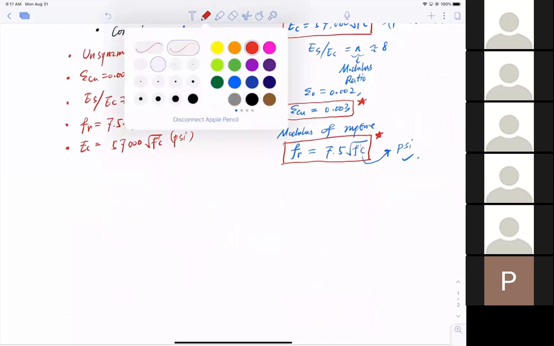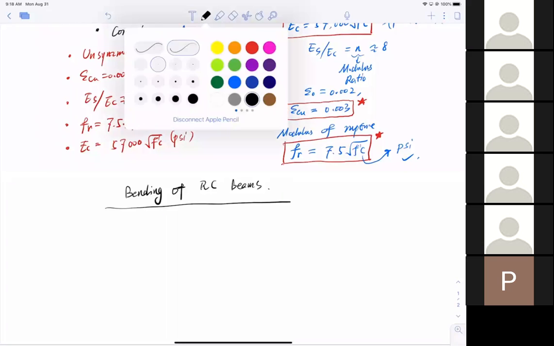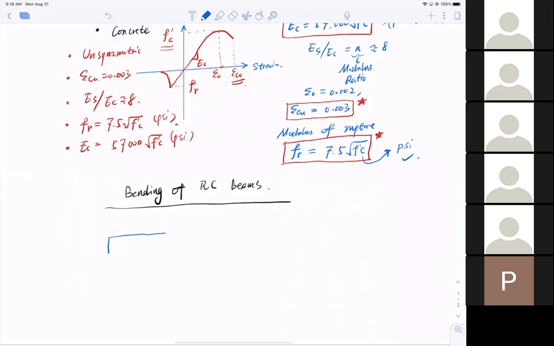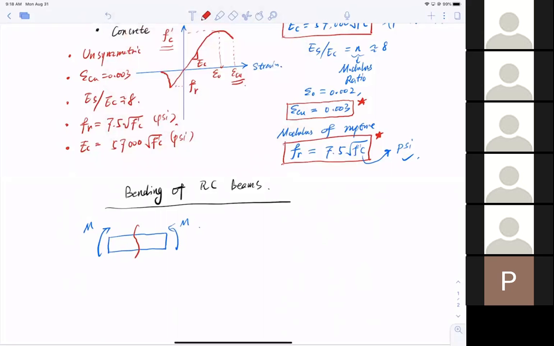So now we know how they're going to behave, concrete and steel. What kind of roles do they play in terms of bending? Let's take a look at bending of RC beams. If I have a beam here and apply a moment, bending this way, and I want to make a cut in the middle.